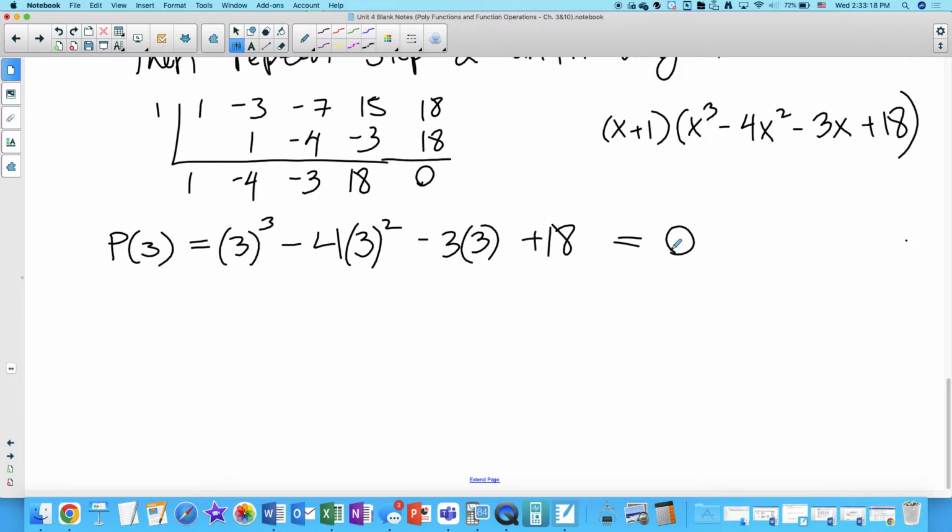Yeah, okay? All right, so we found another factor. If this is 0, x minus 3 (I said plus, but I wrote minus) is a factor. Okay, so now we have to break down the trinomial that's left, knowing that this is a factor. So we're going to do synthetic division again. This time we're dividing by x minus 3, and we're working with the cubic polynomial.